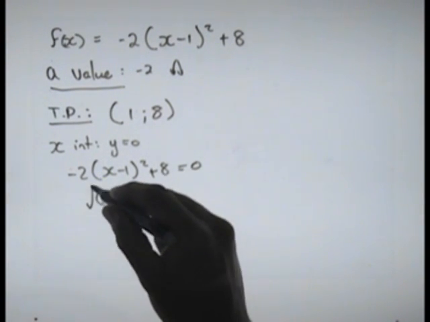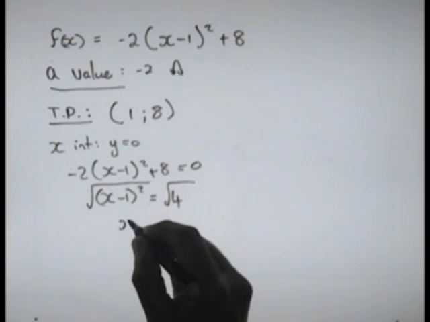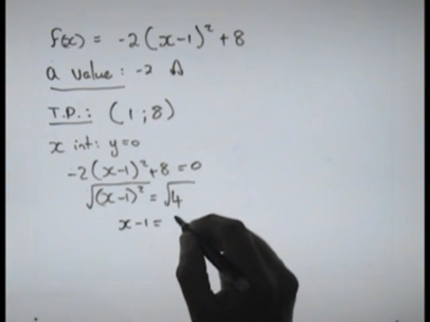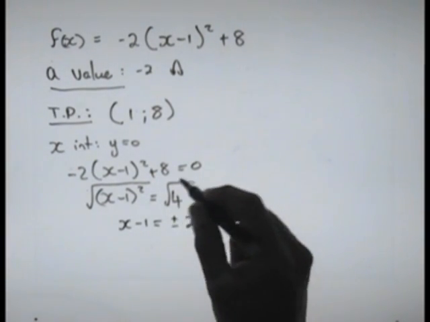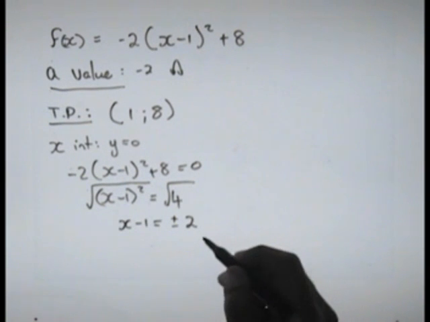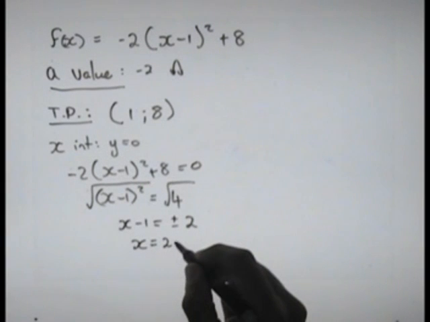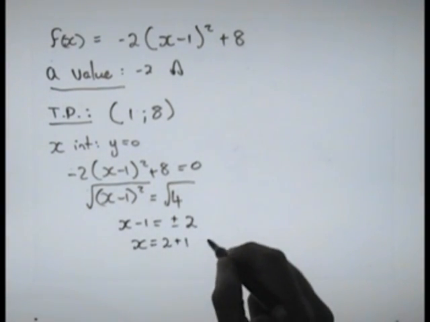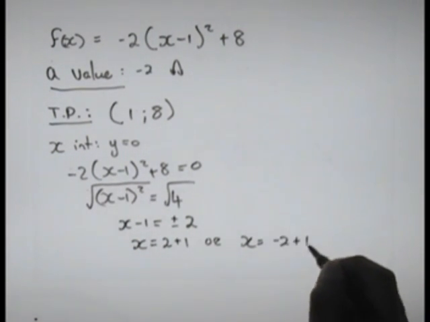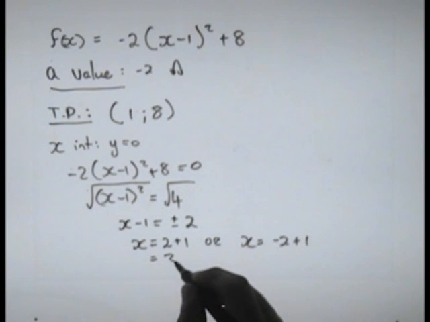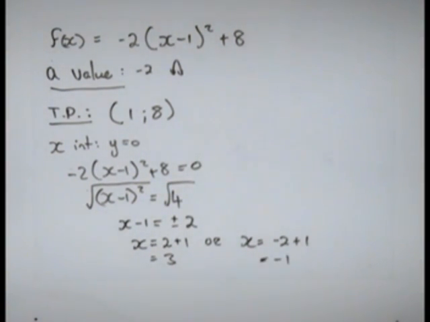To get rid of the square sign, I square root it. What I do to one side, I do to the other. That means that x minus 1 is equal to positive or negative 2. Remember, the square root of something can be either positive or negative. That means that x is either equal to 2 plus 1, or x is equal to negative 2 plus 1. 2 plus 1 is equal to 3, minus 2 plus 1 is equal to minus 1.